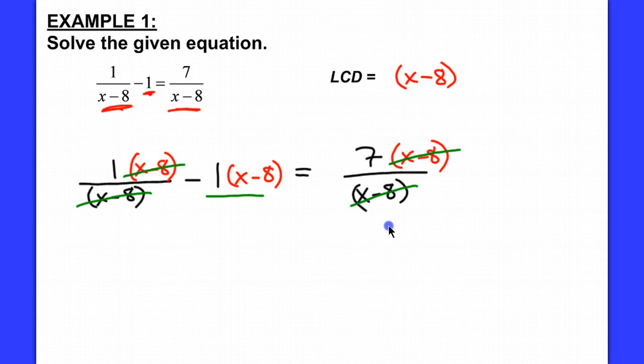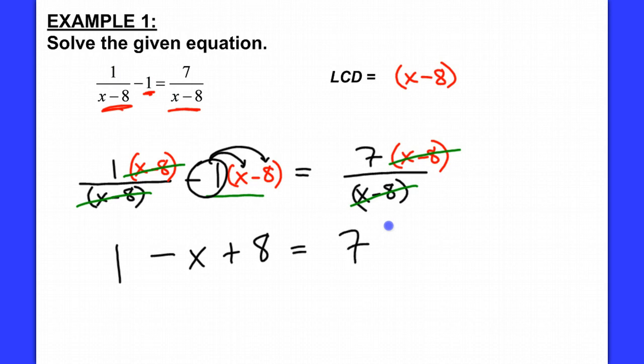So what we're left with from this first term is 1 minus what we get when we take this negative 1 and distribute. That should give us minus x and plus 8. And then over here, we're left with just 7. Now that's just a simple linear equation that we can solve fairly simply. The first thing we would do would be collect like terms. Over here on the left side we have negative x plus 9, and that's going to be equal to 7.